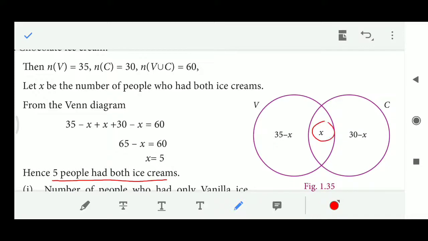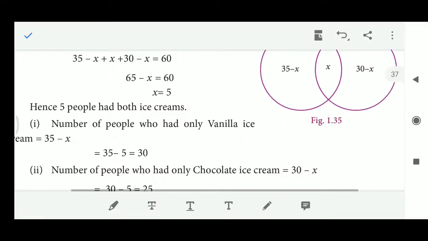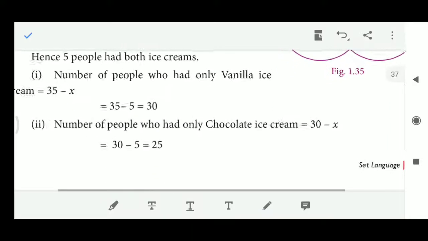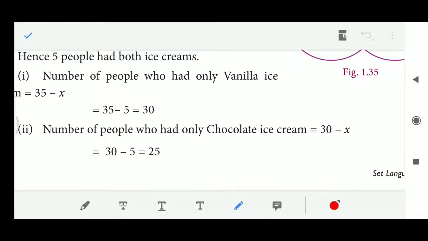Then we have to find the second answer, the number of people who had only vanilla ice cream. Only vanilla ice cream is 35 minus x. We found the value of x as 5. Substitute here, you will get 35 minus 5 equal to 30. Then the third one, the number of people who had only chocolate ice cream is equal to 30 minus x. Here also you substitute the value of x as 5. You will get 30 minus 5 is equal to 25.